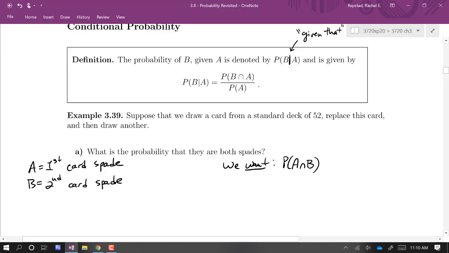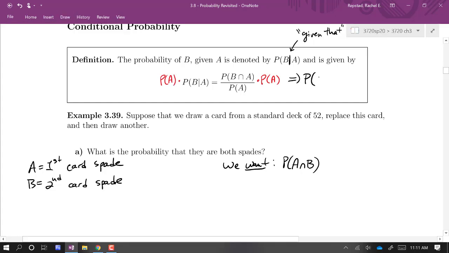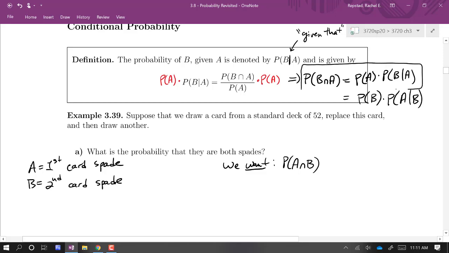If we multiply both sides of this equation by P of A, we find now that P of B intersect A is equal to P of A times P of B given A. Depending on which conditional probability we have and how you label events, you might also write this as P of B times P of A given B, just reversing the roles of those two events. But this is the basic idea here. So we're going to use this equation: P of A multiplied by P of B given A.